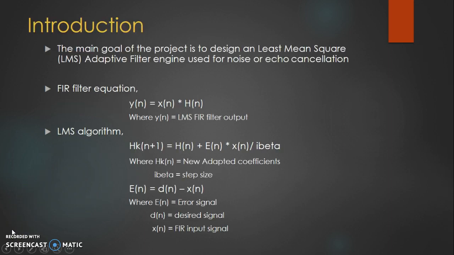The objective of the project is to design a least mean square adaptive filter engine to reduce noise or echo cancellation. In general, the filter is defined as convolution of signal to noise. X of n is the signal plus noise, that is the input signal, convolved with the filter coefficients. So we get y of n, which is the filtered output.